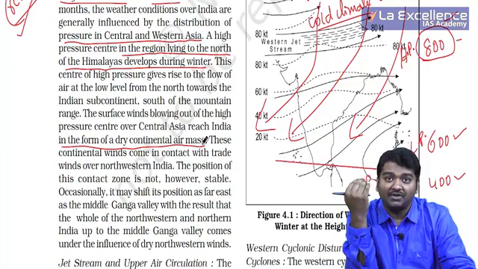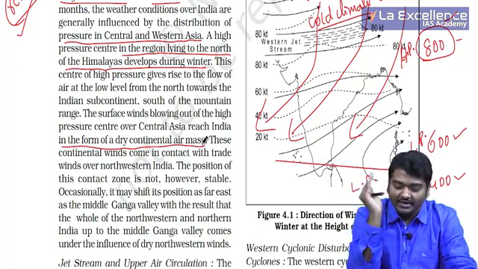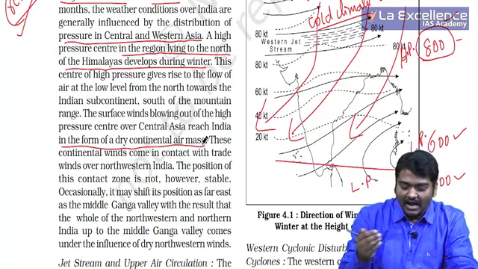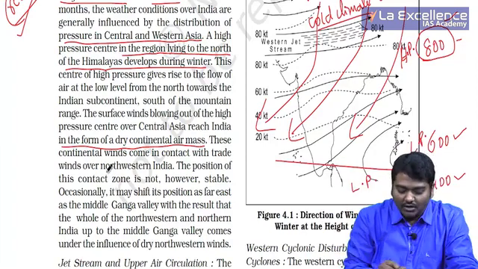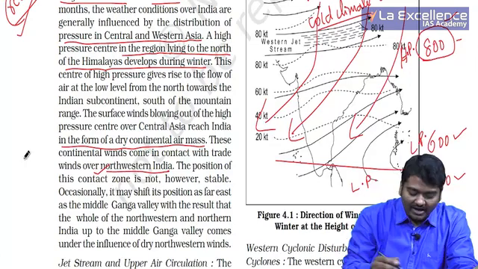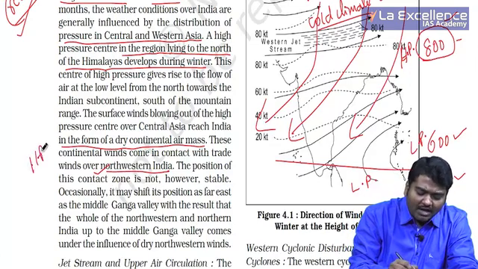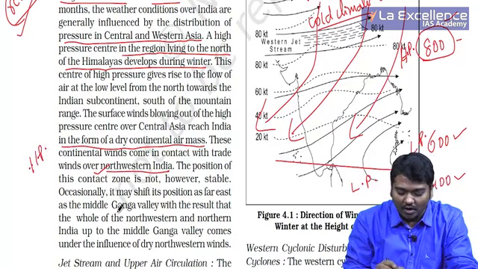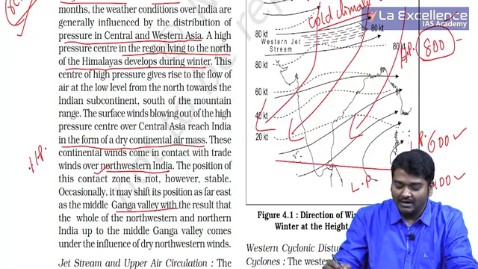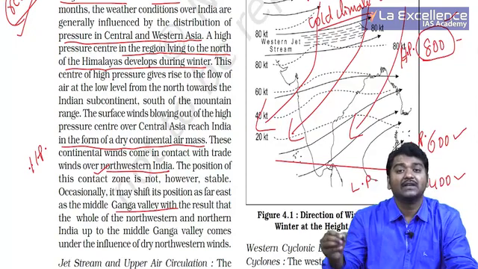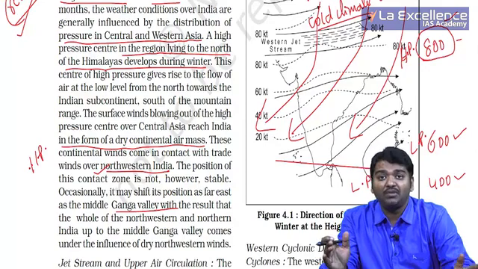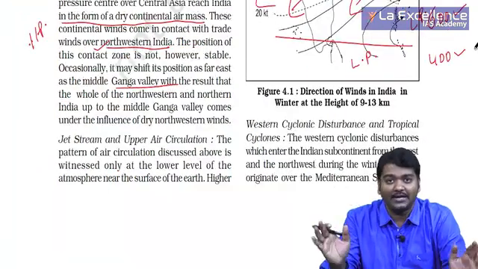So it is called dry, originating on the continent, dry continental air masses, and it comes and meets in the northwestern part of India where you have high pressure. Sometimes this high pressure may shift to the Ganga Valley or middle Ganga Valley, where Bihar and other places will have extreme low temperature during that time.